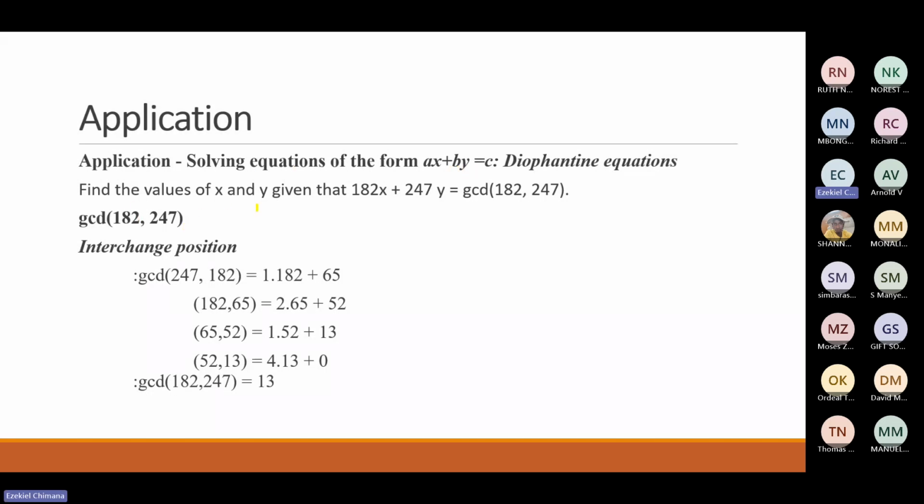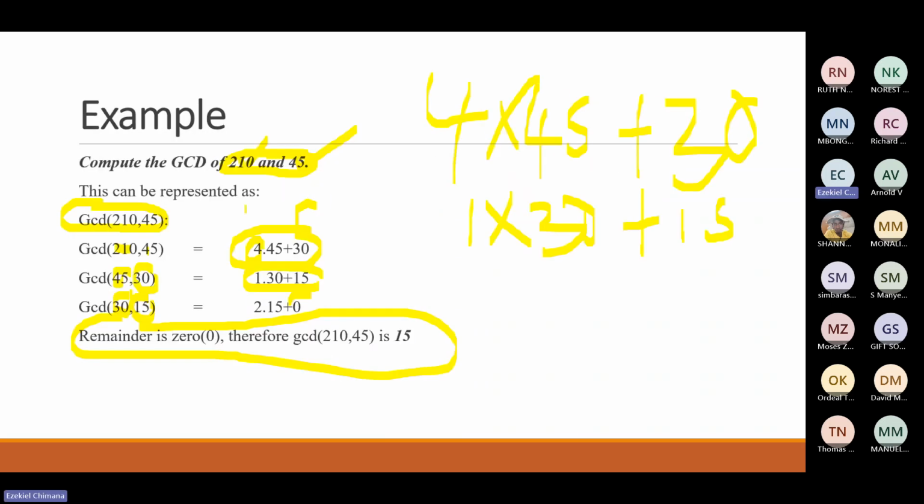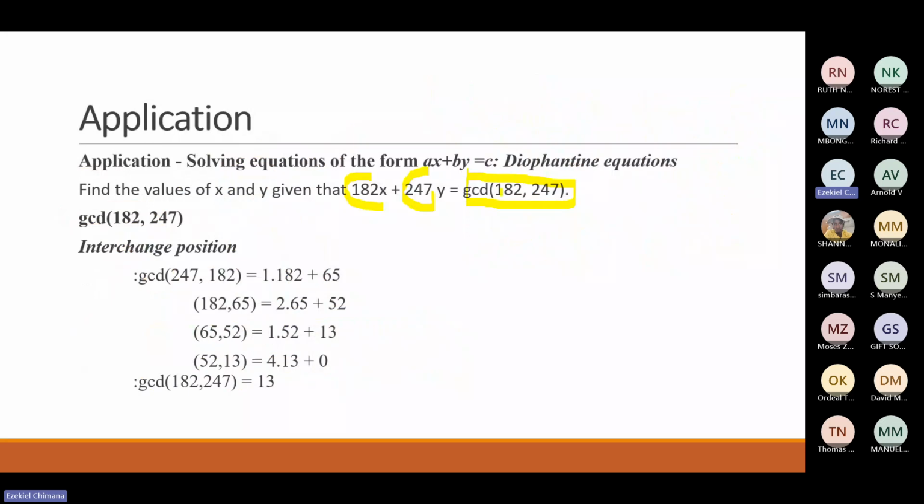Find the values of x and y given that 182x plus 247y is equal to the greatest common divisor of 182 and 247. Whenever you encounter such a problem, first you need to calculate the greatest common divisor of 182 and 247, and then you use that result to find the values of x and y. In other words, you are being asked to find the GCD of these two numbers, and then later on to solve this equation.